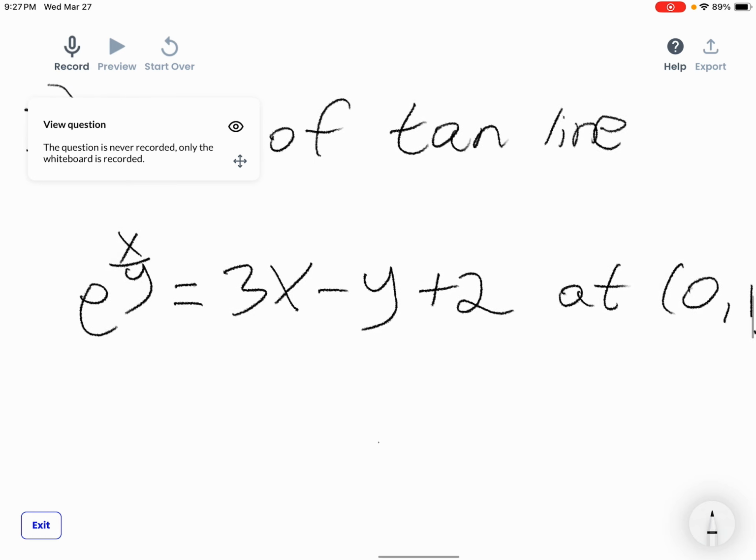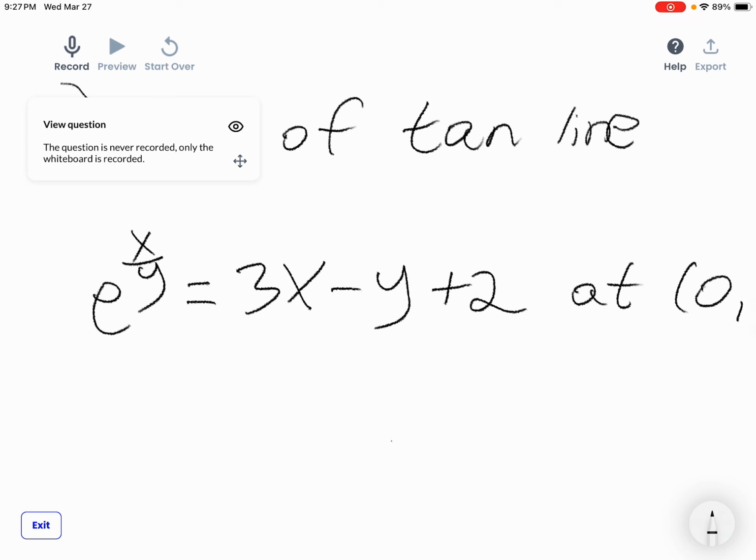Well, if we try to differentiate this equation, we have e to the x over y on the left side. We're going to have to use implicit differentiation whenever we see a y, because y is defined implicitly. If we just had an x, the derivative of e to the x, that's real nice, that's just e to the x. But we have e to the blob, so there's actually a chain rule here.